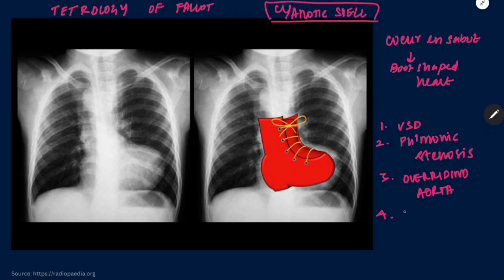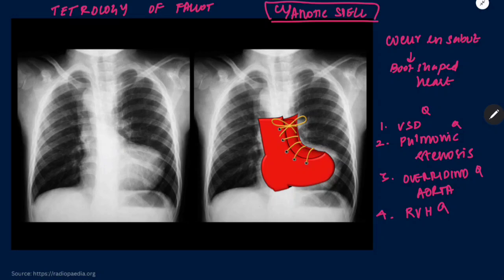And another last one is right ventricular hypertrophy. So this overriding of the aorta, right ventricular hypertrophy, pulmonic stenosis and VSD, these 4 things are going to be very important, and this has been tested multiple times. All these are AIIMS, NEET PG, previous PGI questions.